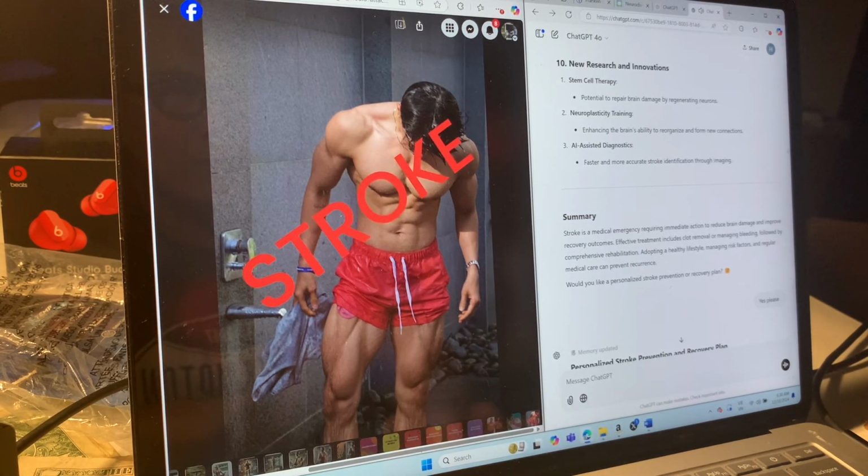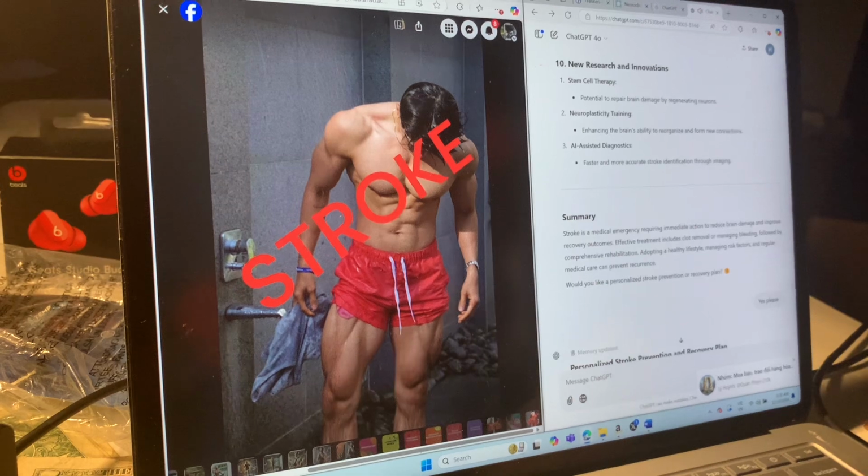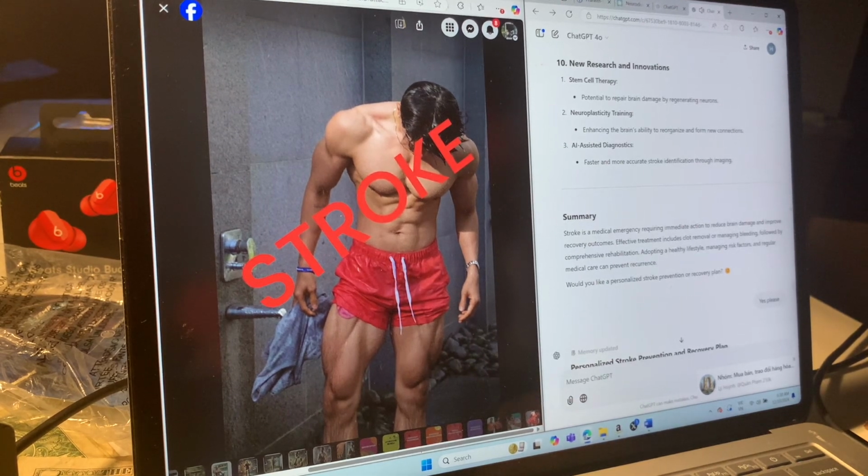Stroke and overview. A stroke occurs when the blood supply to part of the brain is interrupted or reduced, preventing brain tissue from receiving oxygen and nutrients. Without immediate treatment, brain cells begin to die, leading to potentially severe consequences.